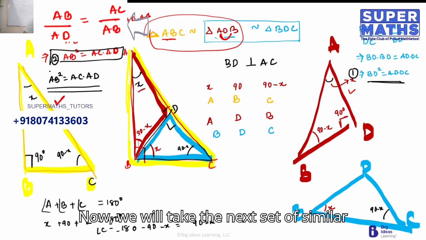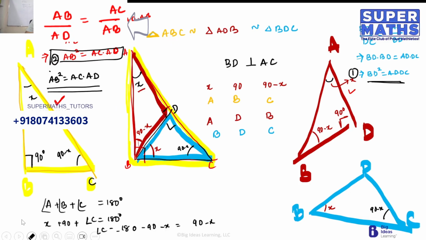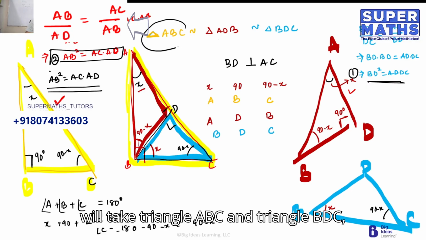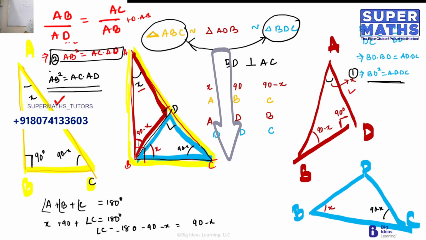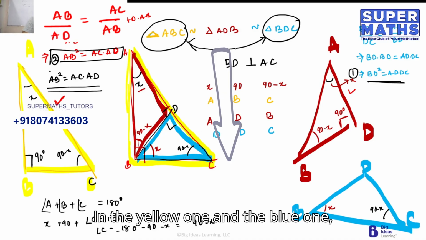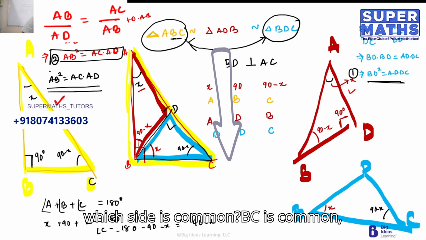Okay, now we'll take the next set of similar triangles. We'll take triangle ABC and triangle BDC, so the yellow one and the blue one. In the yellow one and the blue one, which side is common? BC is common.